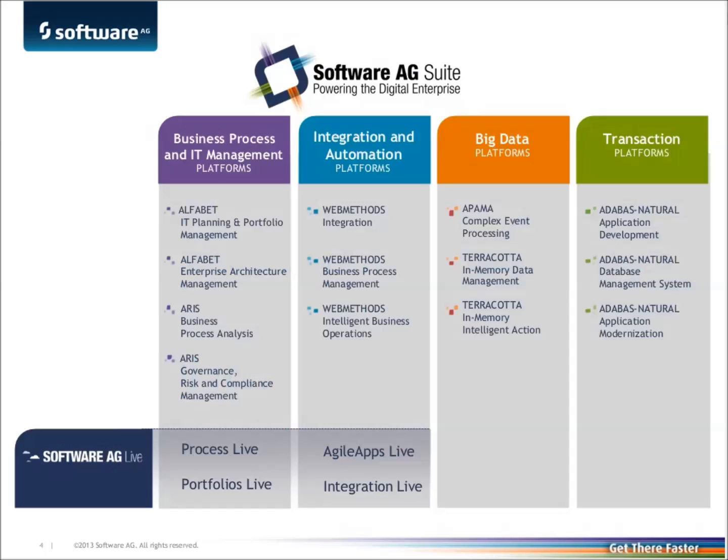Let me get my little laser pointer and hope you can see that. The first product is Process Live. As I said, ARIS in the Cloud, which can be used to design, improve, and share processes using cloud technology. Second product is Portfolios Live from Alphabet. So our friends from Alphabet launched that product with which you can maintain IT portfolios in the cloud. More information on Portfolios Live can be found under portfolioslive.com.